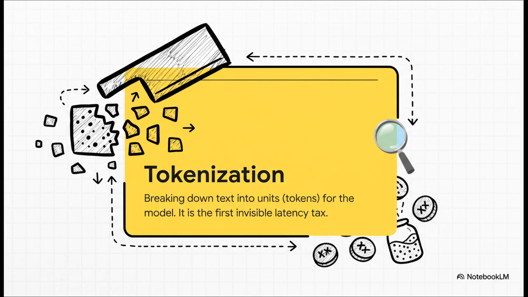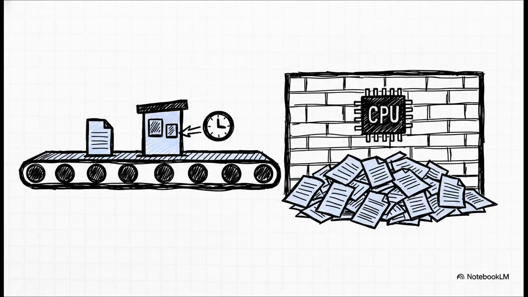It all kicks off with something called tokenization. Sounds technical, but all it is is chopping up your text into little pieces the model can actually read. And man, this is the very first invisible tax you pay on every single request. And here's the problem. Tokenization runs on the CPU, and it's often not very efficient. For a long prompt, it can easily add tens of milliseconds of delay. Think about that. Your request is already late to the party before the AI has even seen the invitation. And when you're under heavy load, this CPU bottleneck is often the very first thing that breaks.